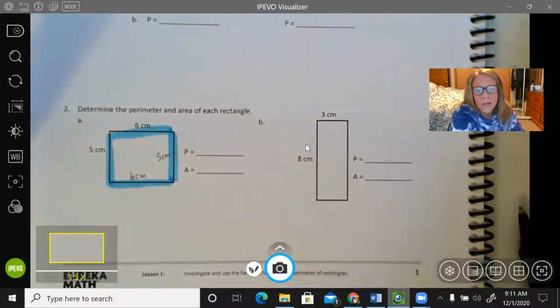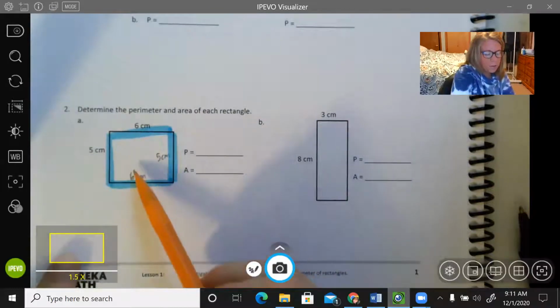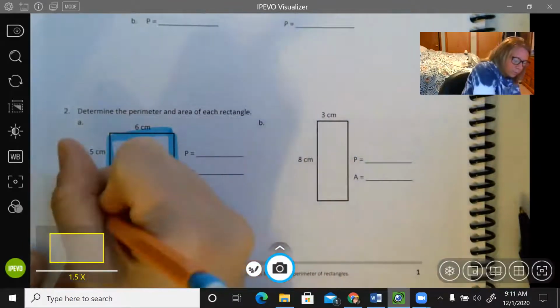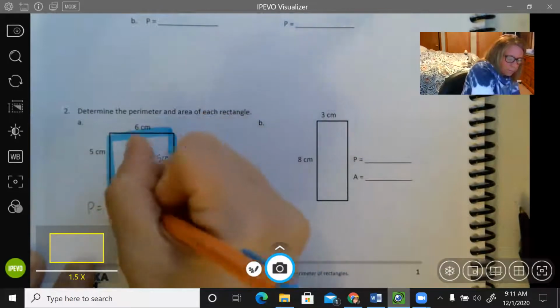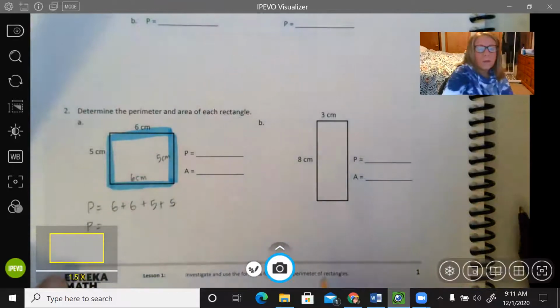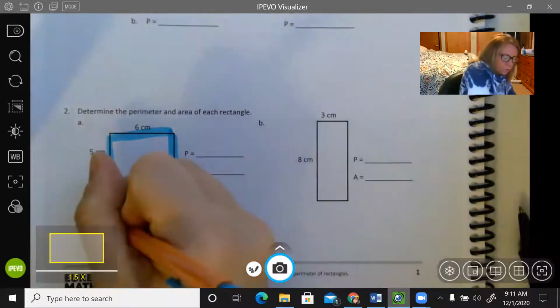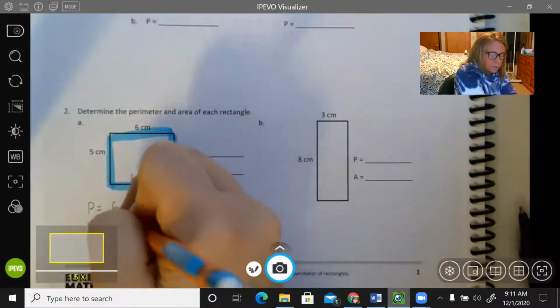So I have all of my sides labeled. Just helps me to be more accurate. Now I'm going to add up. I like to do my sides that are the same length first. So to find perimeter, I'm going to add 6 plus 6 plus 5 plus 5. 6 plus 6 is 12. 5 plus 5 is 10. I know 12 plus 10 equals 22. And then I would label that centimeters.